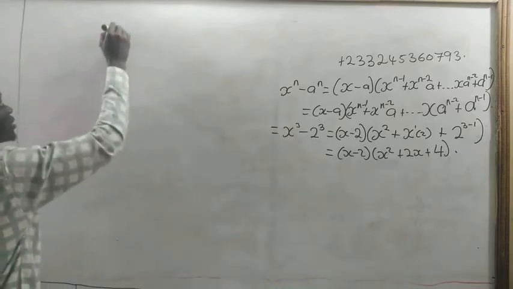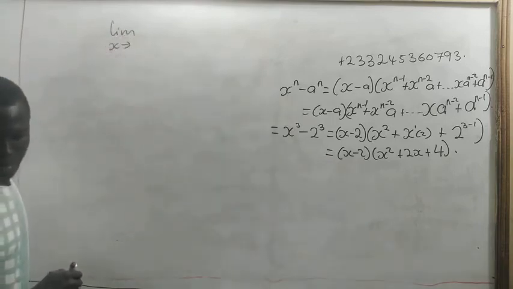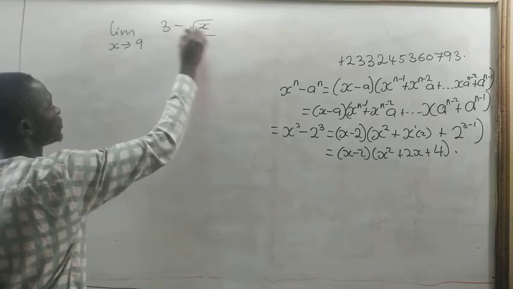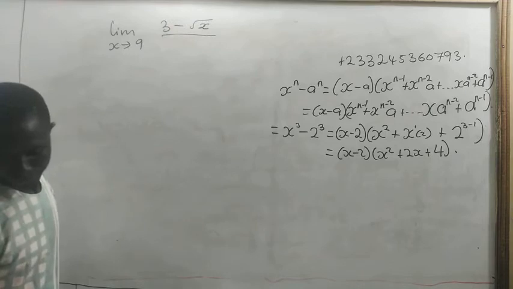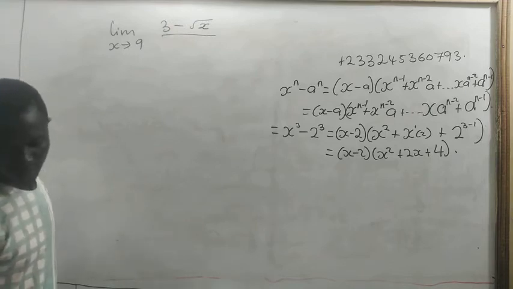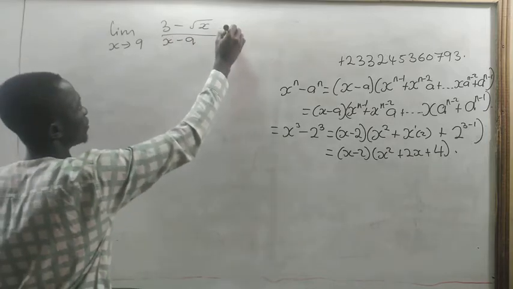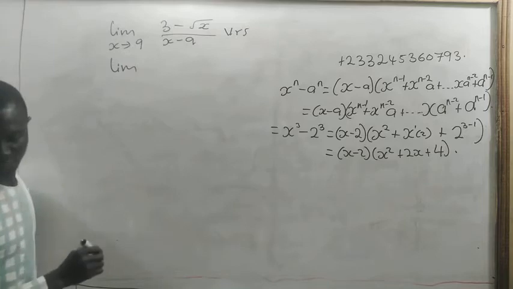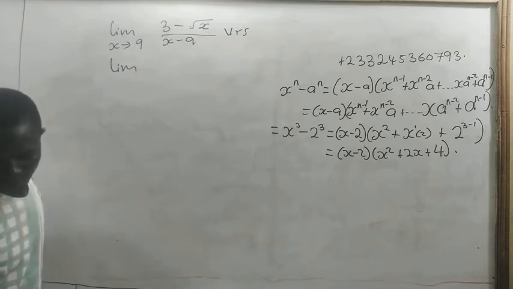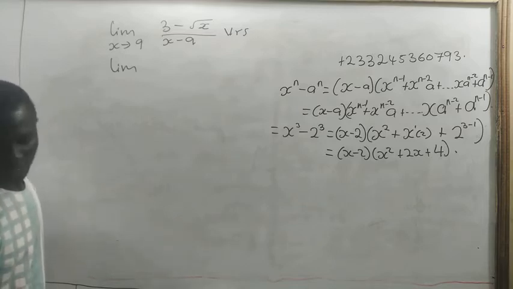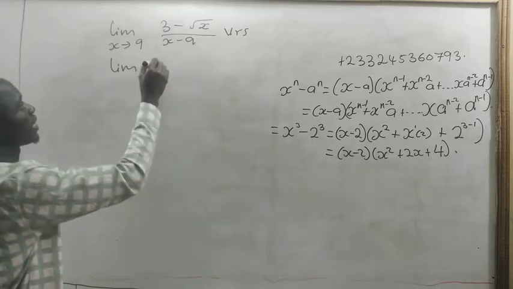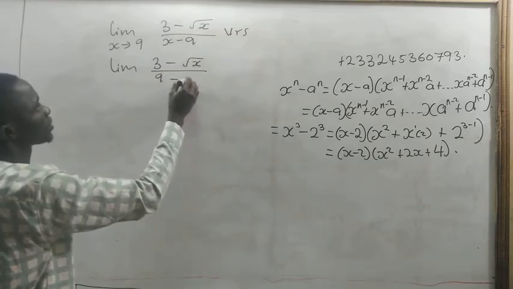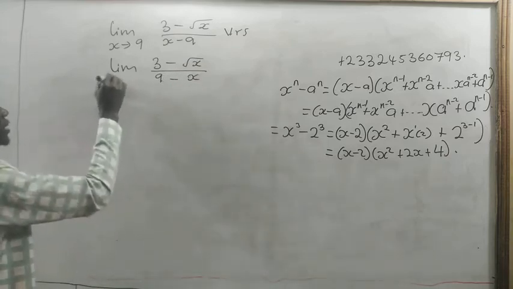The next example, we are going to take the limit as x approaches 9 of 3 minus square root of x divided by x minus 9, versus the limit of 3 minus square root of x divided by 9 minus x as x approaches 9.